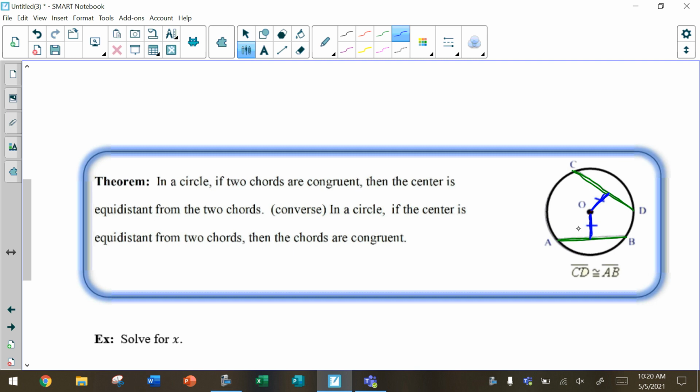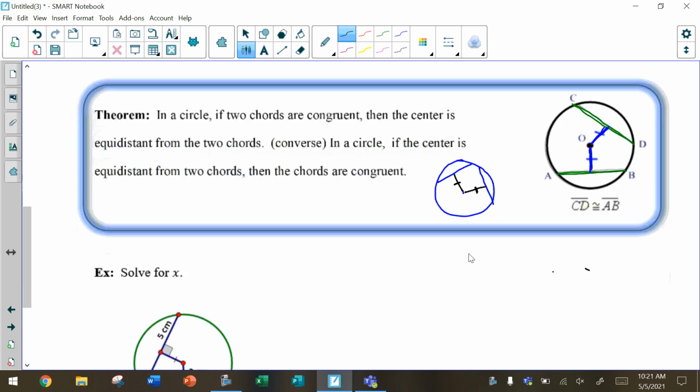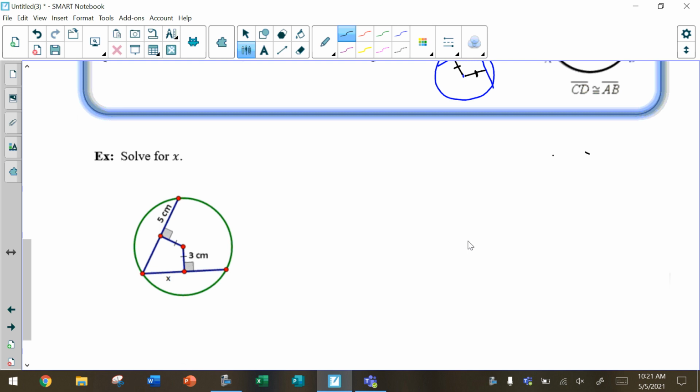So in other words, if I draw a circle and I draw 2 chords that are the exact same length, then their distance to the center is going to be equal. That's the idea. Okay? All right, let's see an example of this. Here we have a chord that's going to be this whole thing. We have a chord that's this whole thing, and we can see that their distance to the center is the same. So that means that this entire chord and this entire chord are going to be the same length.